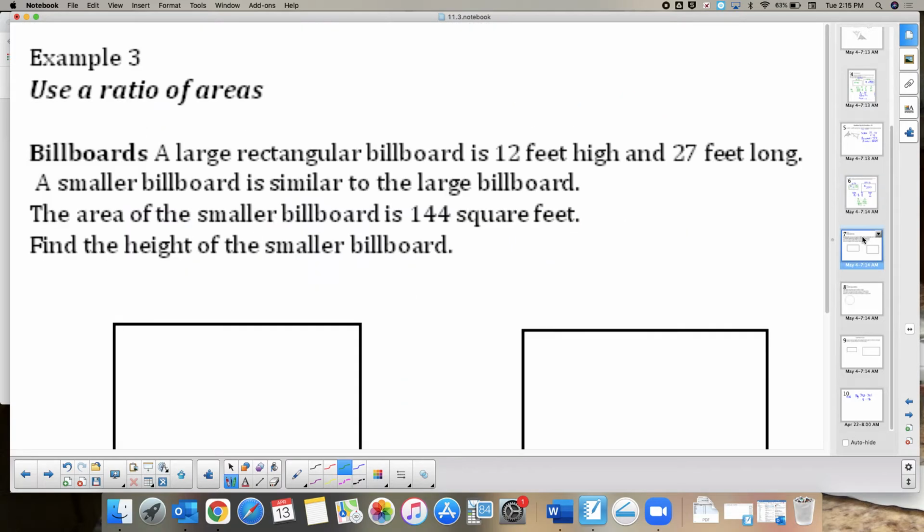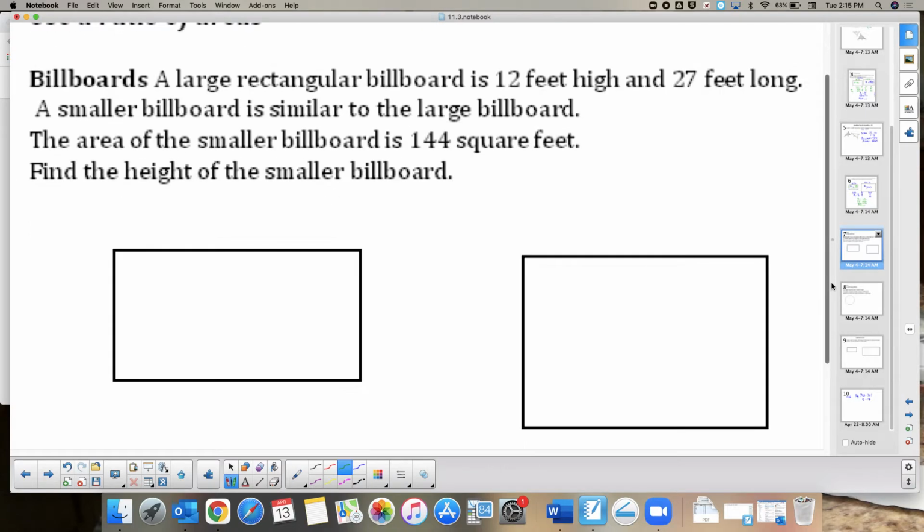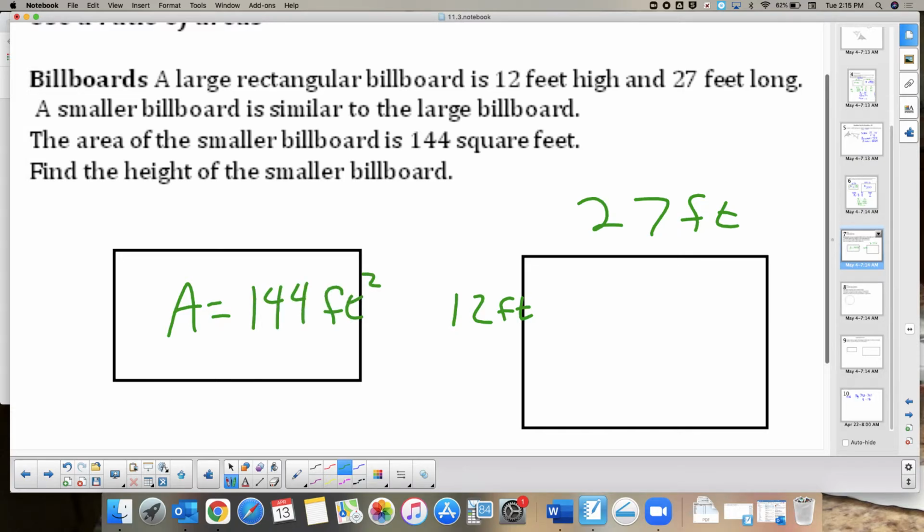All right, take a look at your next example then. It says a large rectangular billboard is 12 feet high and 27 feet long. The smaller billboard is similar to the large billboard. The area of the smaller billboard is 144 square feet. Find the height of that small billboard.